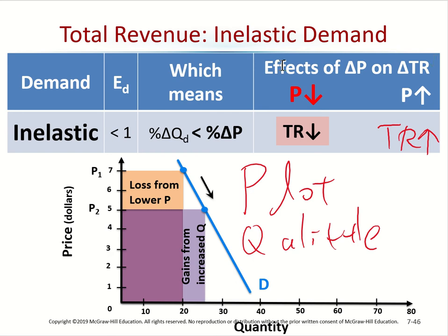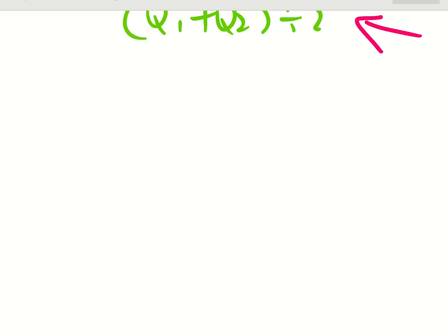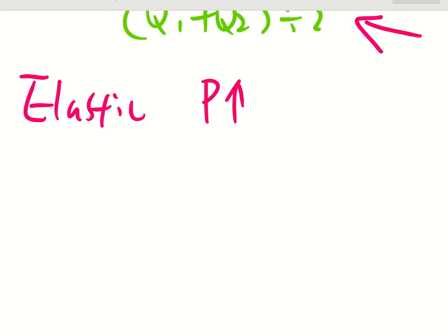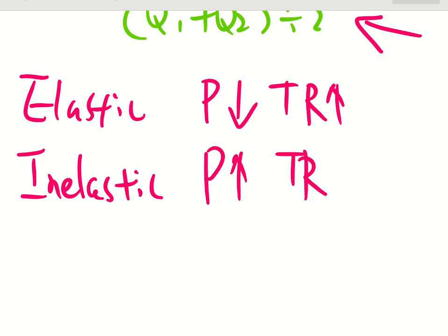Okay, so let me write a new page. When demand is elastic, companies should decrease price to increase total revenue, because when price goes down, our quantity changes more. Now, when demand is inelastic, that means consumers don't care about the price change. In that case, companies should increase price to increase total revenue.